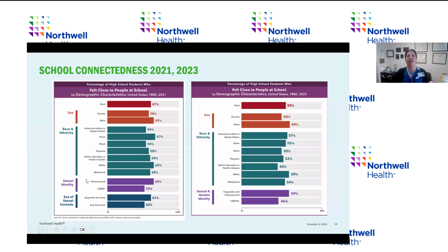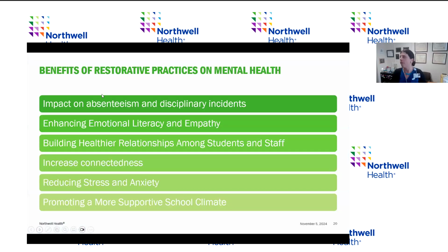And the other thing I want to highlight is school connectedness, because it relates so significantly to what we're talking about here today. That connectedness, which restorative practices can help promote, is hugely protective for all of our children, for all kinds of risk factors. So the benefits of restorative practices for mental health: I'm going to start at the bottom with promoting a more supportive school climate and enhancing connectedness, which is a significant indicator of being protective for school violence, for school mental health issues, for feeling safe at school. All of those metrics improve when we have a more supportive school climate.